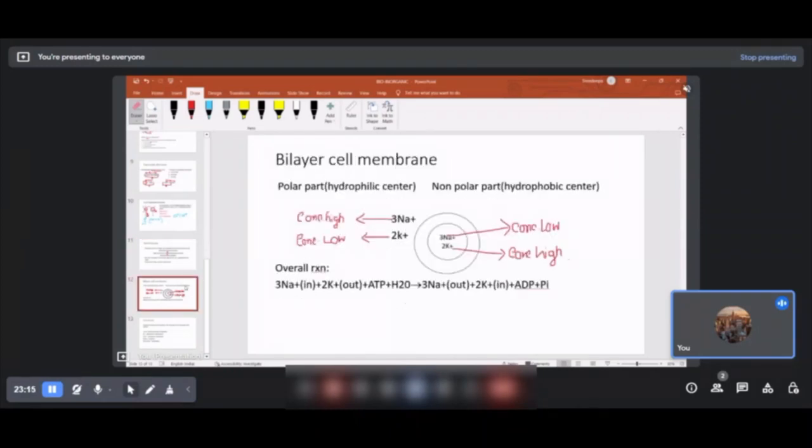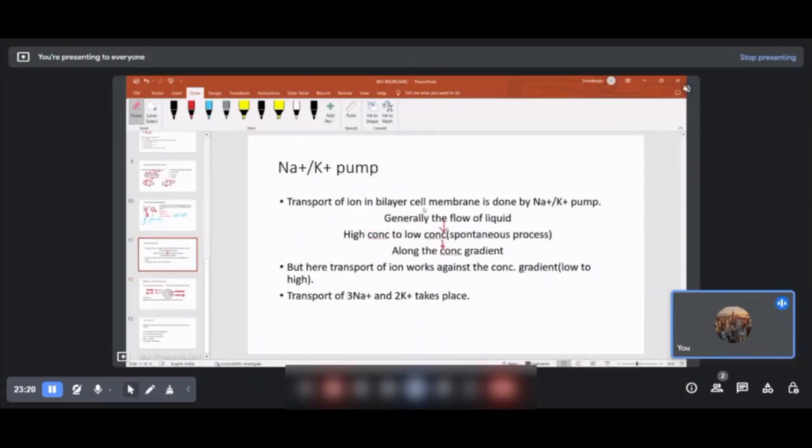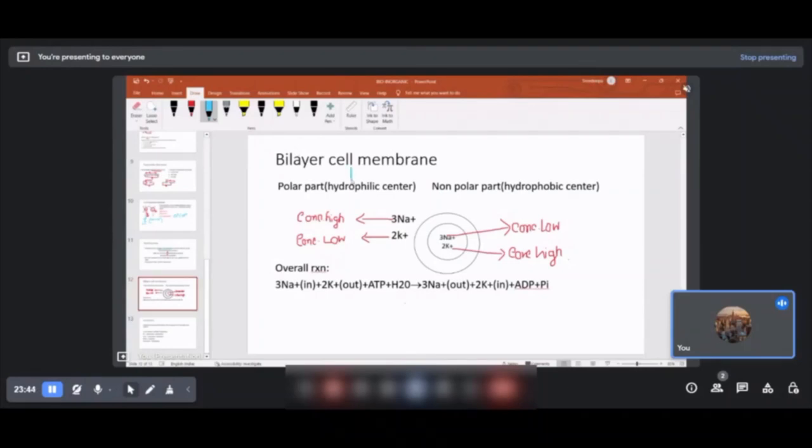Okay, so what is this? I have mentioned the term bilayer cell membrane. This bilayer cell membrane is divided into two parts: one is the polar part and the other is the non-polar part. The polar part is the hydrophilic center, the water loving center, and the non-polar part is the hydrophobic center, the water hating center. So this is the bilayer membrane, one layer, two layers, and this is the outside of the bilayer membrane.